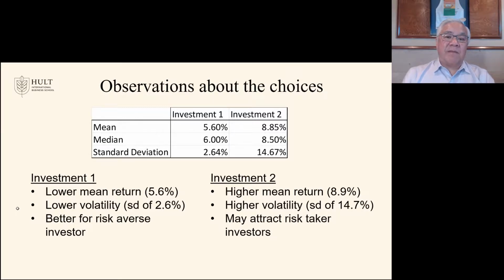So this is what we call an investment for risk takers. The first is risk averse. You don't risk, play it safe, earn the 5.6 with small variation. If you're a risk taker, you don't mind taking risk because you want to hit higher numbers, then you'll take investment two.